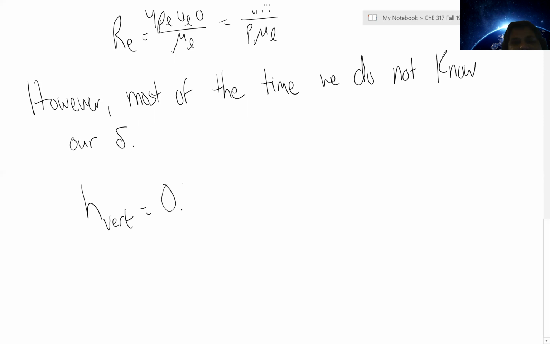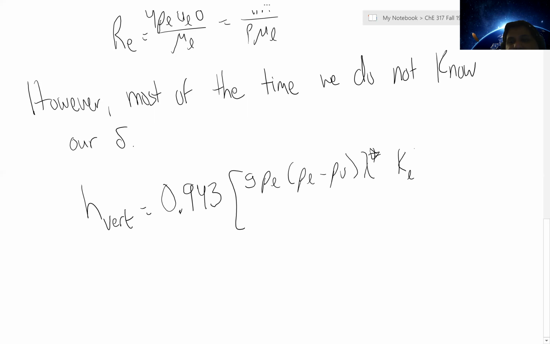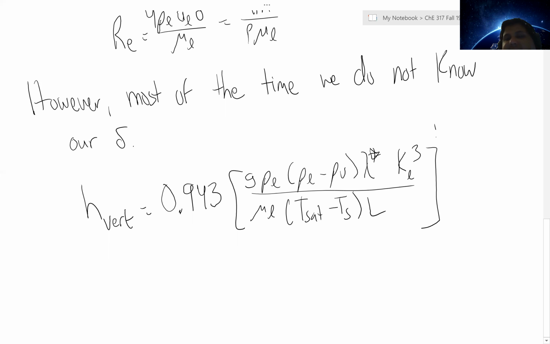We could say our heat transfer coefficient is 0.9343 times gravity, density of the liquid minus density of the vapor, times our lambda star, thermal conductivity cubed over viscosity of our liquid times Tsat minus Ts times the height of the plate, which this text I'm using uses L, in units of watts per meter squared Kelvin.